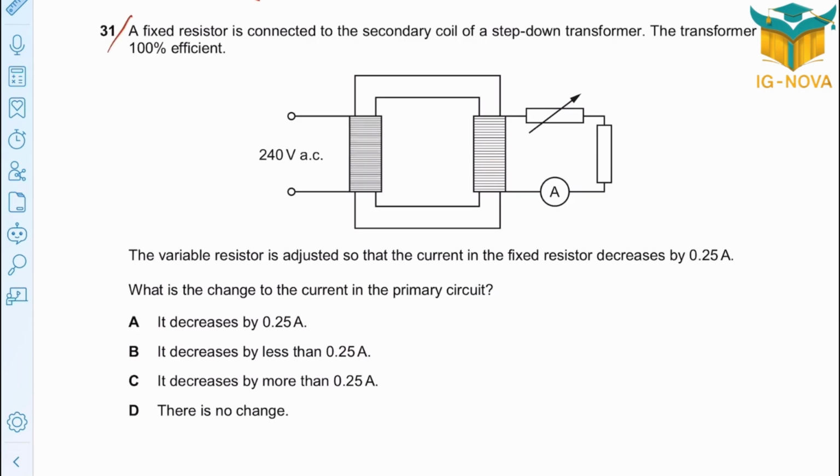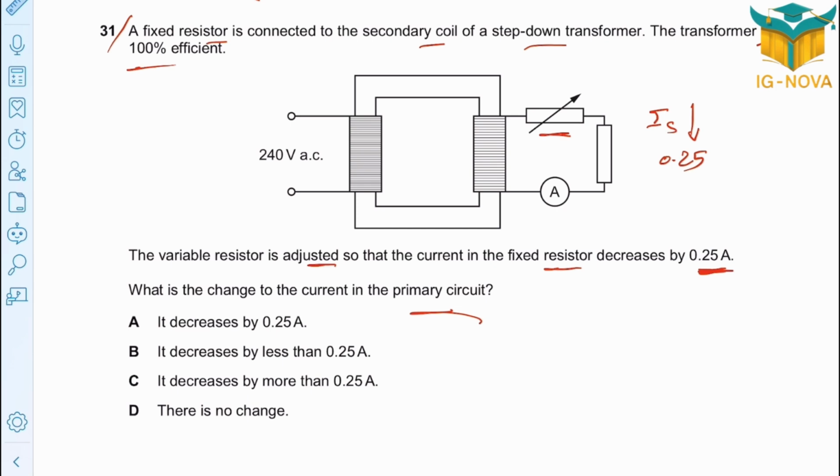Question 31. A fixed resistor is connected to the secondary coil of a step-down transformer. The transformer is 100% efficient. The variable resistor is adjusted so that the current in the fixed resistor decreases by 0.25. Here, this variable resistor is adjusted to make the current IS in the secondary coil decrease by 0.25. What is the change of the current in the primary circuit?